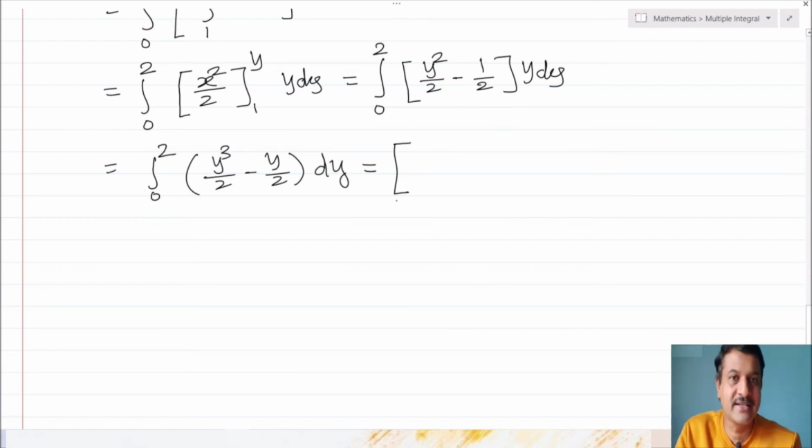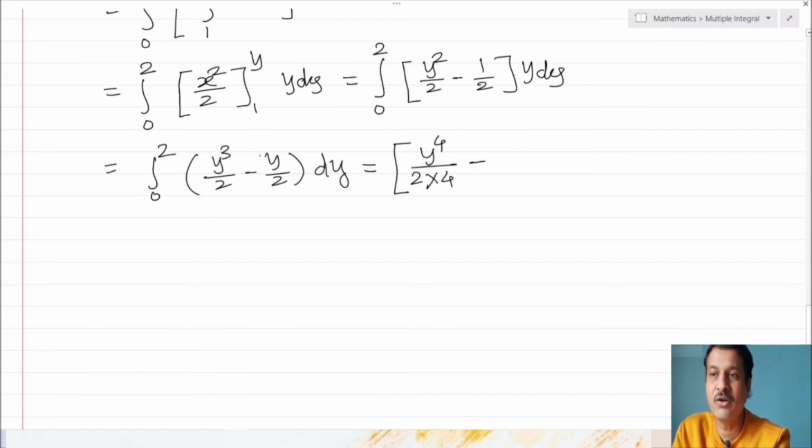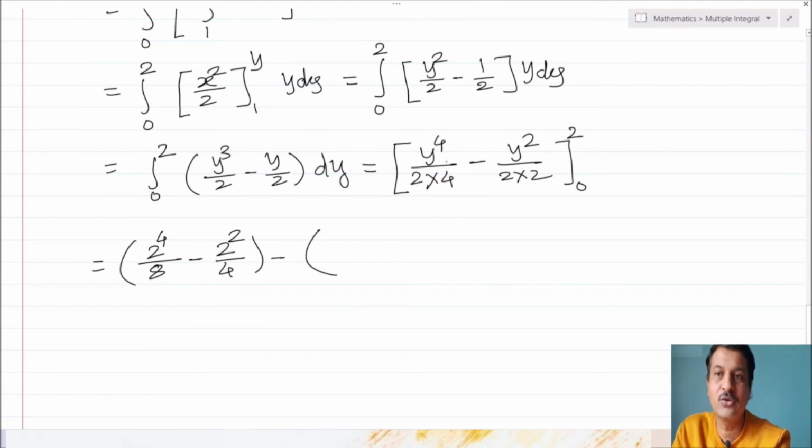So what is the integration? It's just like a single integral. Integration with respect to y: I am getting y raised to 4 by 4, already 2 there, so 2 into 4, minus, again integration of y by standard integration is y square by 2, already 2 there, so 2 into 2. Lower limit 0, upper limit 2. So take upper limit minus lower limit. So y replaced by upper limit: I am getting 2 raised to 4 by 8 minus 2 square by 4, minus the lower limit, y equal to 0, so 0 minus 0.